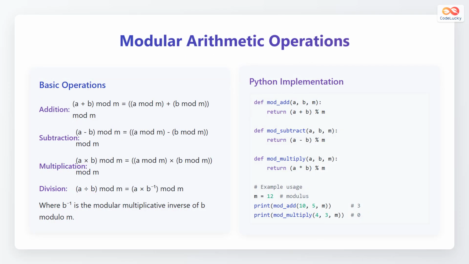Now let's explore the operations of modular arithmetic. In modular arithmetic, we have basic operations. For addition, a plus b mod m equals a mod m plus b mod m, all mod m. For subtraction, a minus b mod m equals a mod m minus b mod m, all mod m. For multiplication, a times b mod m equals a mod m times b mod m, all mod m. And for division, a divided by b mod m equals a times b inverse mod m, where b inverse is the modular multiplicative inverse of b modulo m.